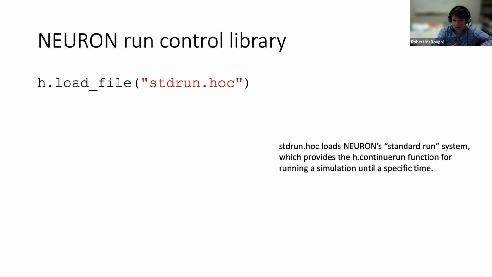What the standard run control library is going to do is give us some high-level functionality that allows us to say, I want to run until a specific time. And then maybe I want to make a plot, and then maybe I want to run a little longer and see what happens. So I want to save my state and go back to that. We'll see about saving state and going back to that next week, probably.